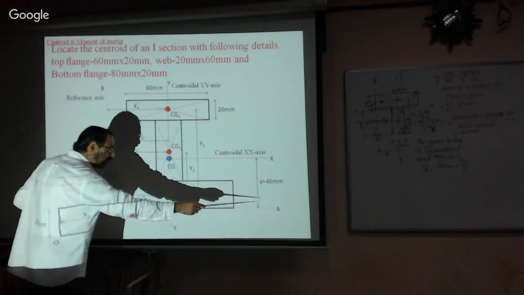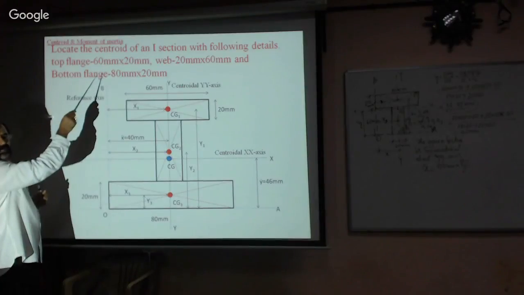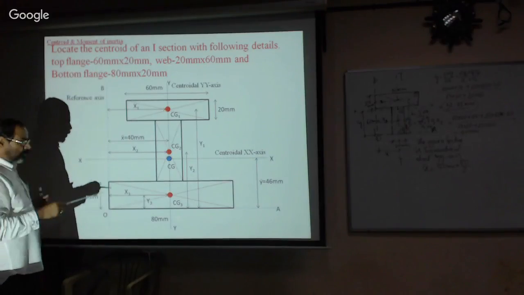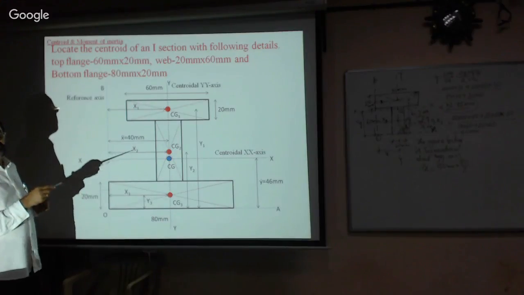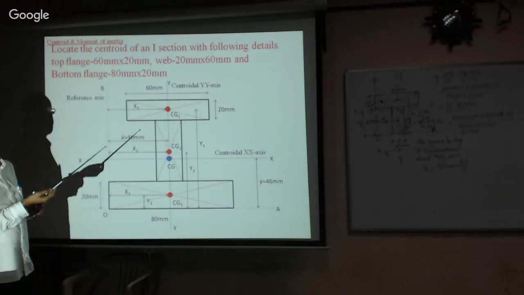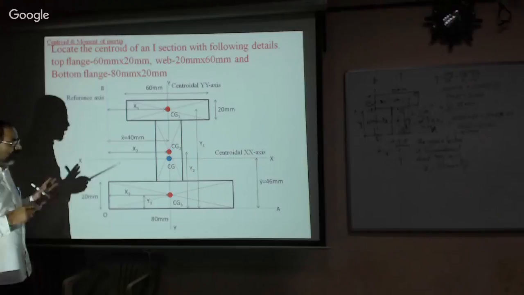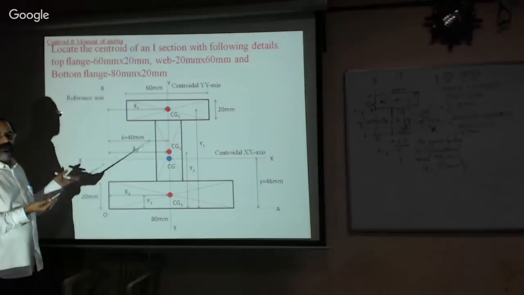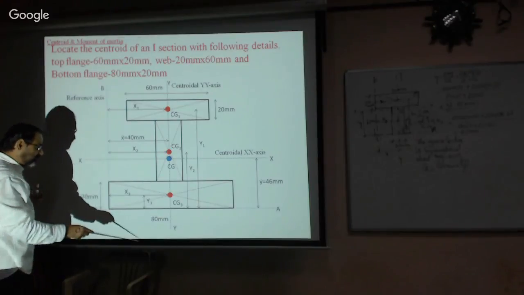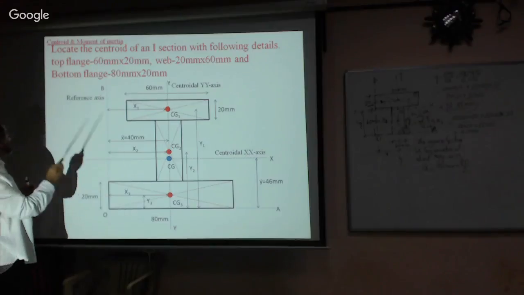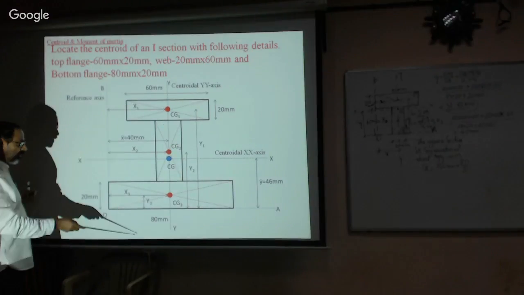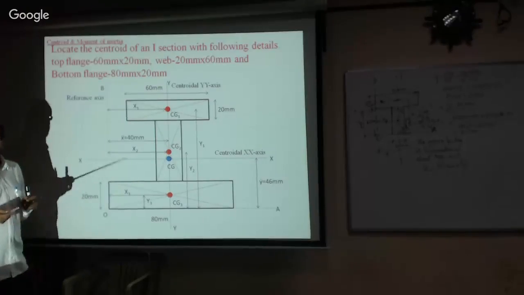This is OA, and this is the reference OB. OA and OB are the reference axes. OA is the axis parallel to the x-axis, and OB is the axis parallel to the y-axis. They need not necessarily be from this point; you can consider them according to your convenience. You can draw OA and OB like this. Your X bar is from here to here, and your Y bar is from here to here. Understood? Got it?